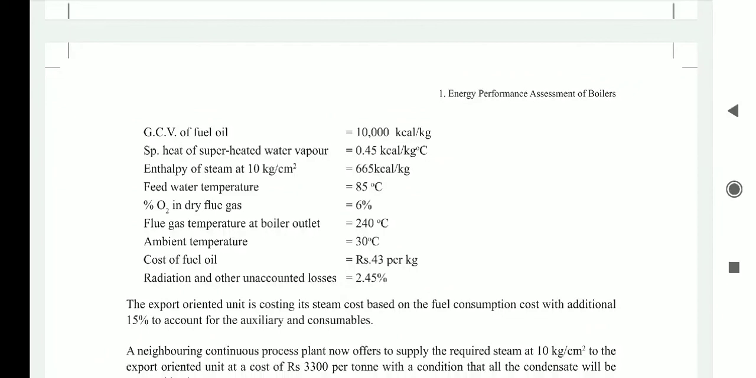Percentage of O2 in dry flue gases 6%. Flue gas temperature at boiler outlet 240 degree Celsius. Ambient temperature 30 degree Celsius. Cost of fuel oil rupees 43 per kg. Radiation and other unaccounted losses 2.45%.